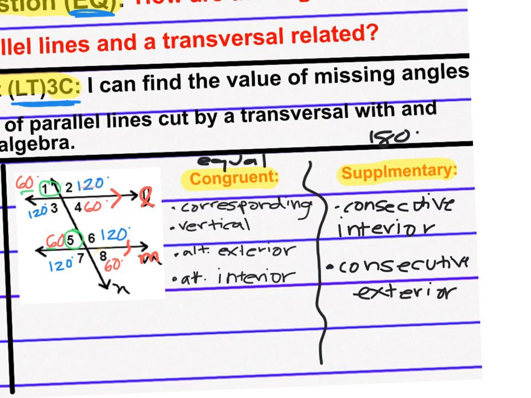All right, and just to show you, consecutive interior would be 3 and 5, and those are supplementary, 120 and 60. And 4 and 6 would also be consecutive interior inside your parallel lines. Consecutive exterior would be like 1, which is 60, and 7, which is 120. 2 and 8.